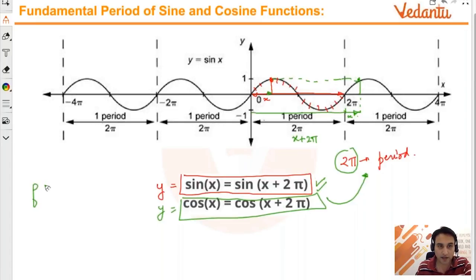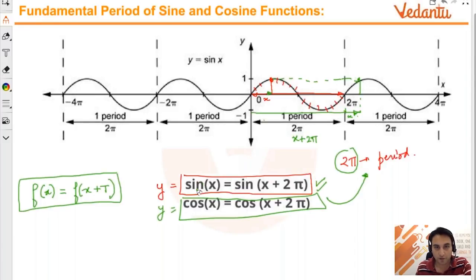We typically say that if there is a function f(x), and f of x plus t gives you the same value, f of x and f of x plus t, what is t here? 2 pi in this case. Then we say that if there exists such a t, then t becomes the period of the function.